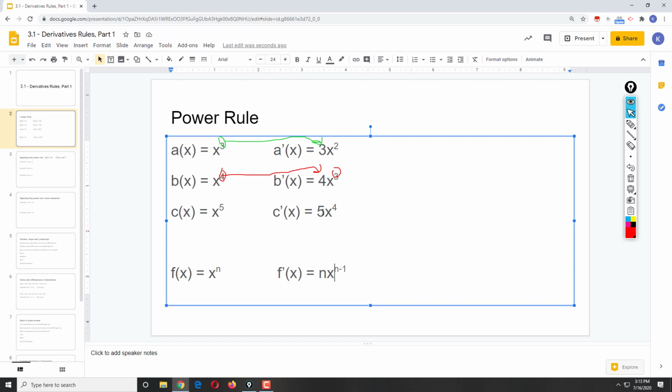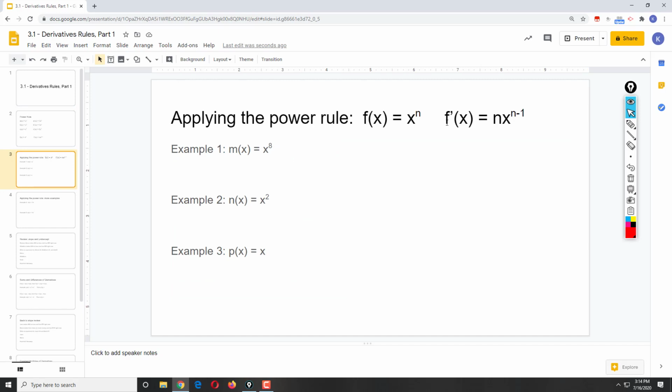By the way, these examples I gave you, x cubed, x to the fourth, x to the fifth, in the enrichment video, we will prove all of these are true by applying the definition of the derivative, and we'll also prove this general rule. But for now, let's apply this rule. So we know that the derivative is nx to the n minus 1.